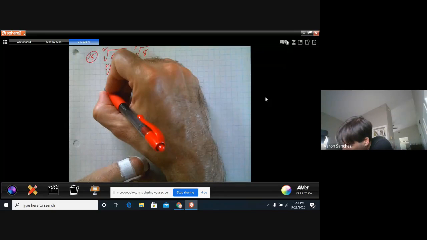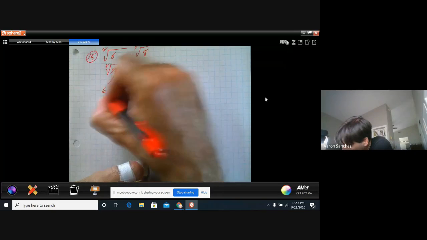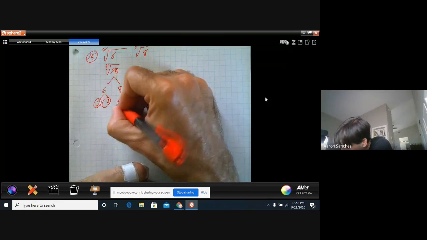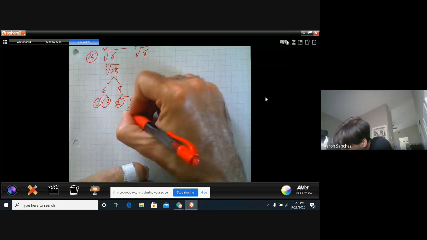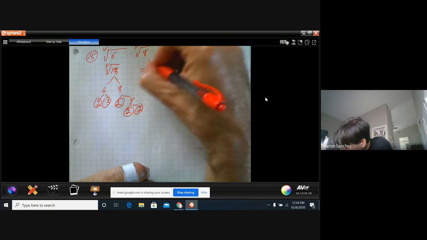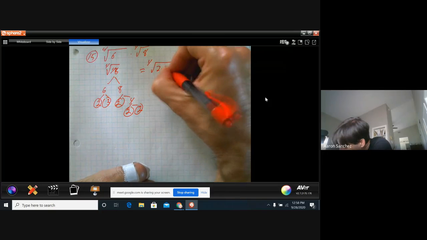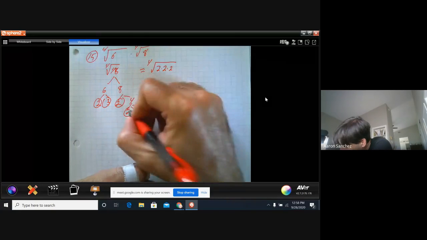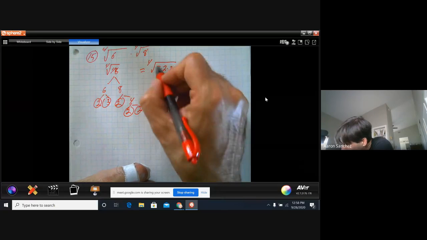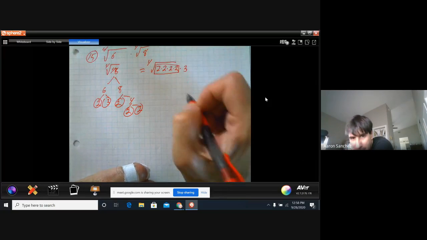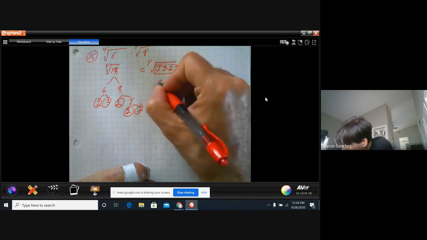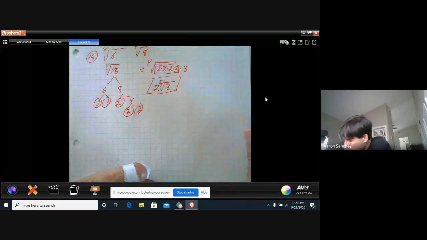48 is 6 and 8, and 2 and 3 are prime. 8 is 2 and 4, and 4 is 2 and 2. Let me know if this is confusing to you, what I'm doing. I'm trying to find sets of 4. 2 times 2 times 2, 1, 2, 3, there are four 2s, times 2 times 3. I need 4, and there's a set of 4 right there. Boom, boom, boom, boom. So that means hasta la vista, baby. 2, fourth root, 3. There, that's your answer.